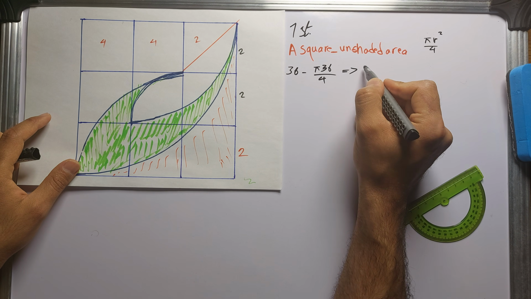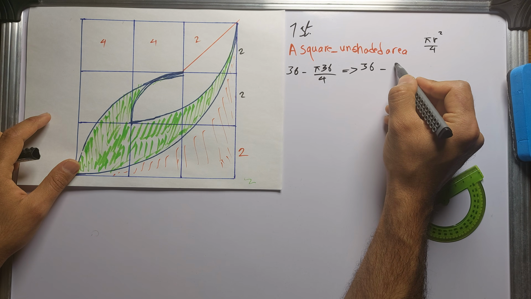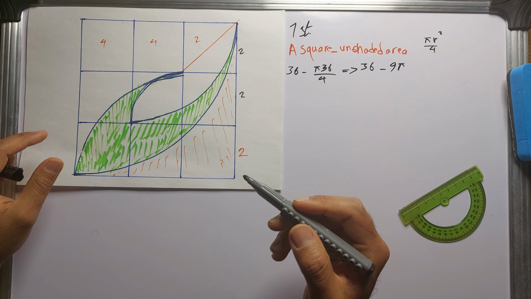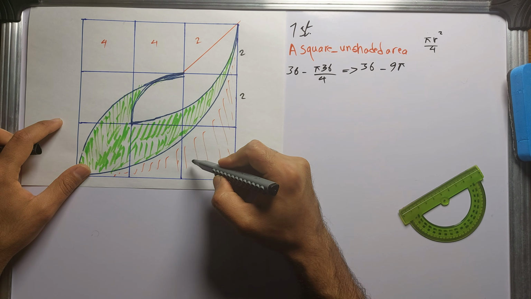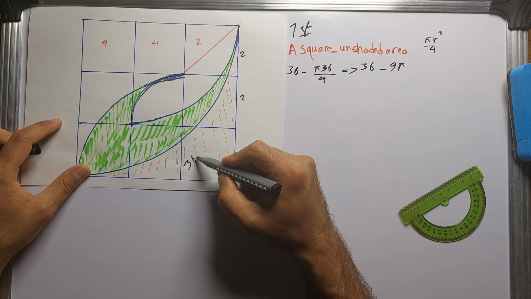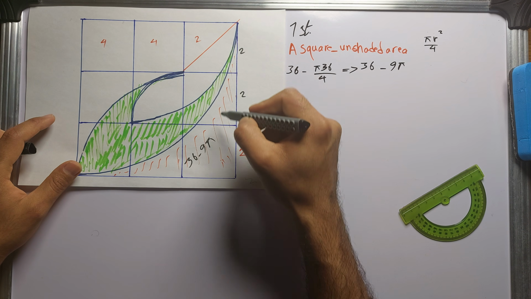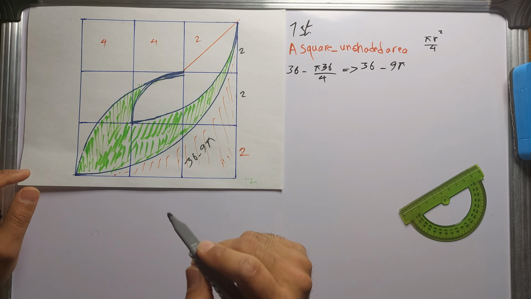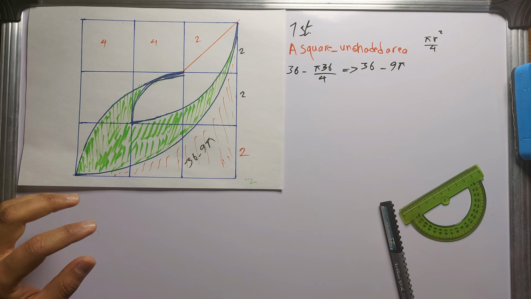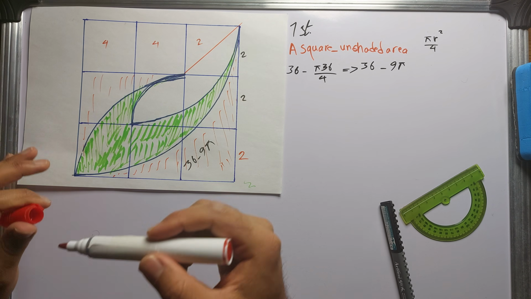So it equals 36 minus 9 pi. That's the area of this red shaded area. And the same goes with this part as well. So we also need to find and calculate this area.